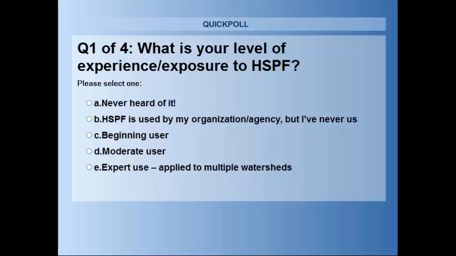And unfortunately, you don't see the results, but I do, and I will just say that it looks pretty even across the board, evenly spread between never heard of it, used by my organization, beginners, and very few expert users on this call. But mostly, we're looking at beginning users and used by my organization. So let's move on to the second question.